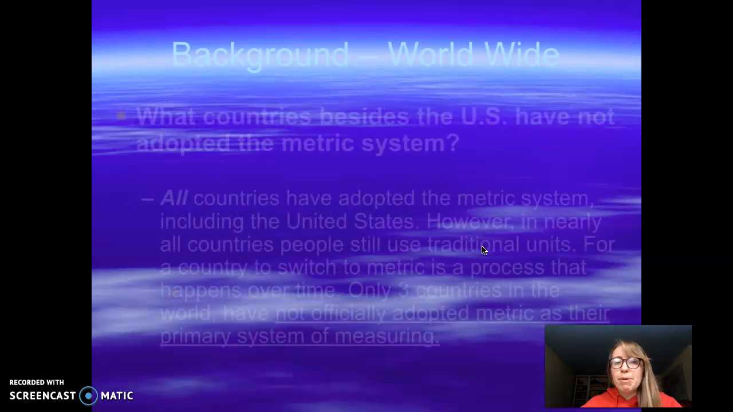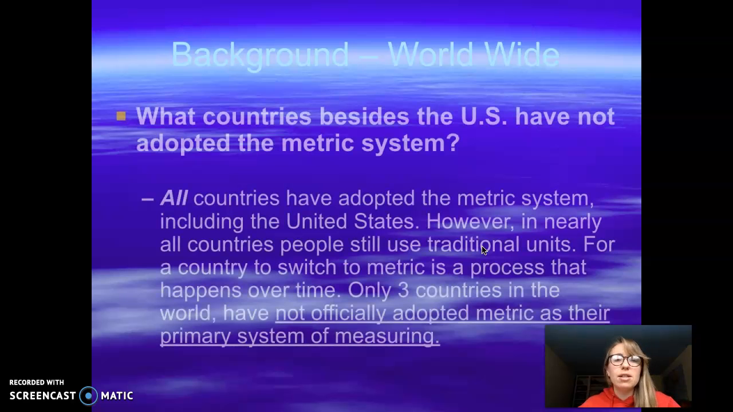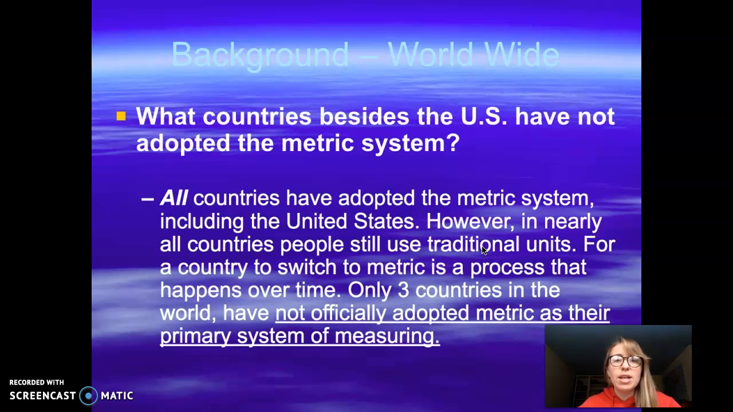Okay, so we're going to talk a little bit about that. You don't have to write down too much. I just want to make it clear the difference and where you would find these things.